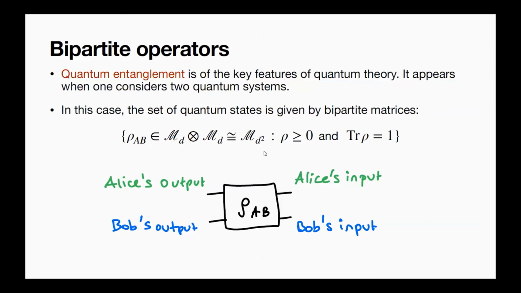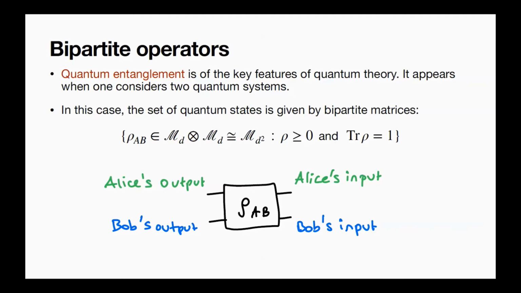The way I will be drawing these states is as boxes with 2 inputs and 2 outputs. The top right input belongs to Alice, the top left output is Alice's output, and Bob appears on the bottom side of this. It goes the wrong way.